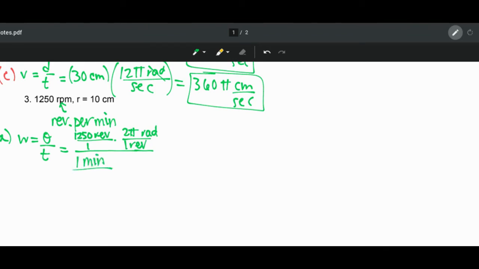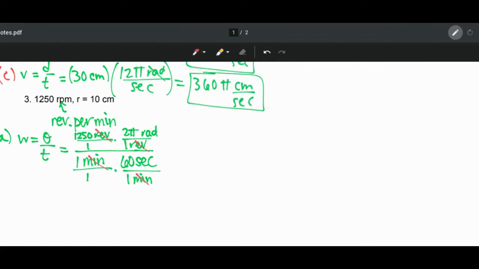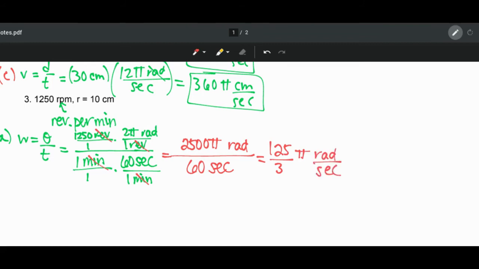But now we don't want 1 minute, we want to measure this in seconds, so we know that in every 1 minute there are 60 seconds. So just be really careful with your units, and then cancel out wherever you have the same unit in the numerator and denominator. So now we end up with 2,500 pi radians for every 60 seconds. And then let's just reduce, and that becomes 125 over 3 pi radians per second. So that's your angular speed.